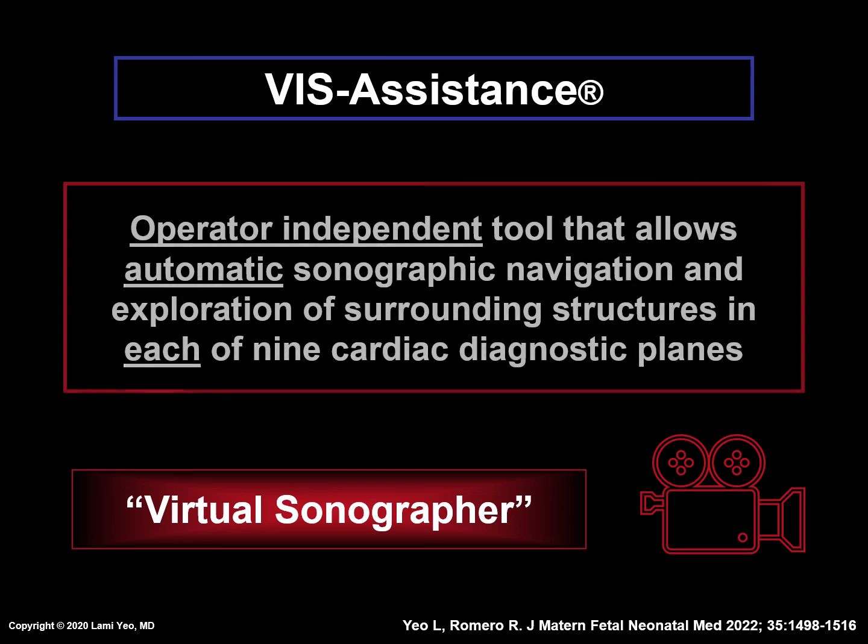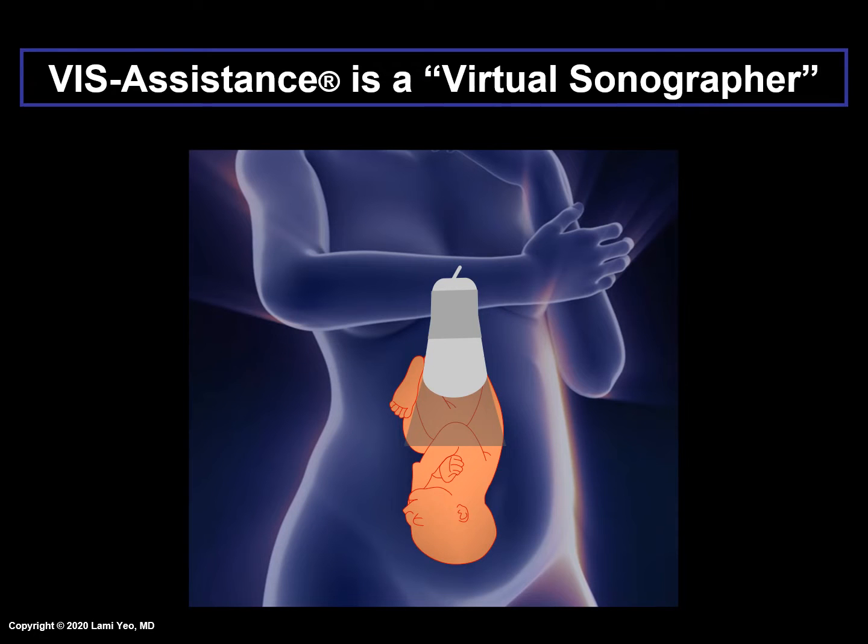VISA Assistance is an operator-independent tool that allows automatic sonographic navigation and exploration of surrounding structures in each of the 9 cardiac diagnostic planes. It is essentially a virtual sonographer in the form of video clips for each of the 9 cardiac views. A virtual sonographer would function similarly to an actual sonographer examining the fetal heart during real-time ultrasound examination.